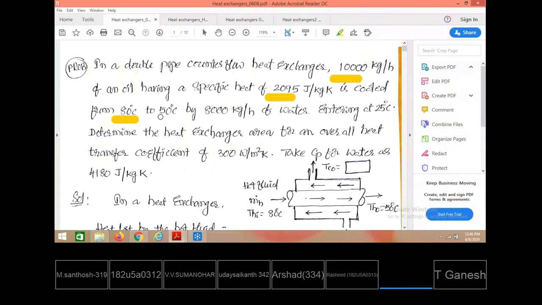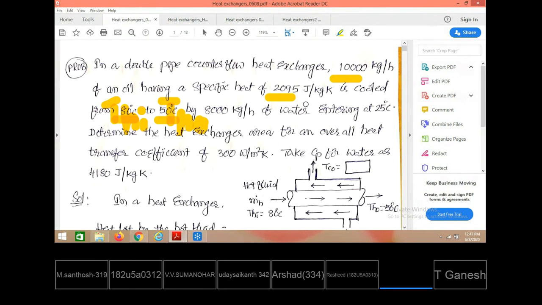So that means from where to where the temperature drop has taken place, from 80 to 50. So we can assume that this is equal to Thi, and this is equal to Th naught temperature. So for the hot fluid, the temperature drop has taken place from 80 to 50, while the mass flow rate of hot fluid is equal to 10,000 kg per hour, and the hot fluid specific heat is equal to 2095 joule per kg Kelvin.